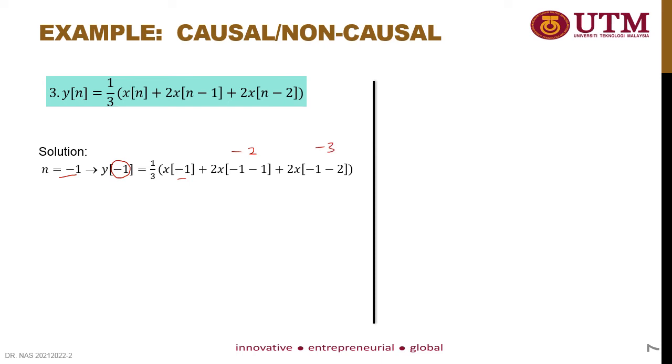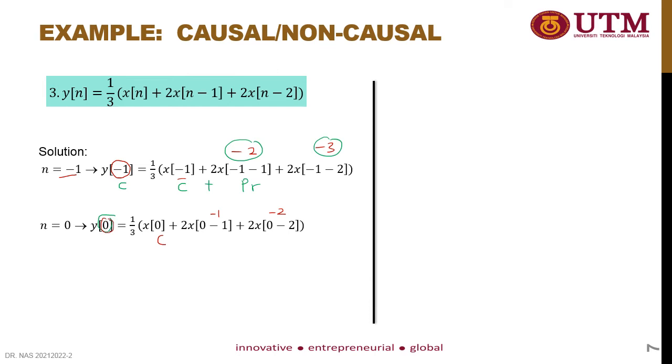Okay, so let's look at the states. Here you have the current state. Then you have the previous state. -2 is the previous state, and -3 is also a previous state. Okay, look at the second n value, when n equal to 0. So here you got 0, here is -1, here is -2. So this is the current state 0, and here you have previous state, and here also previous state.